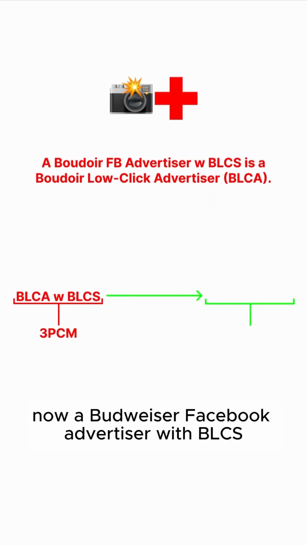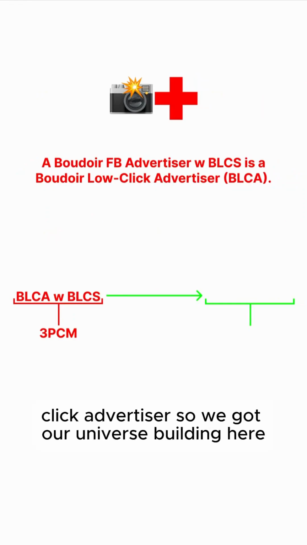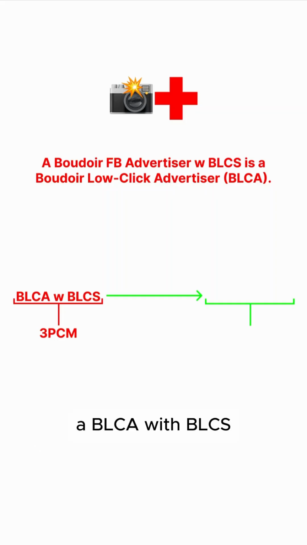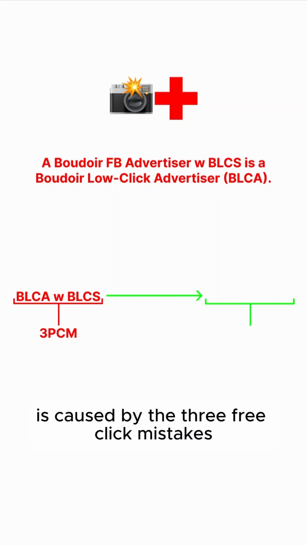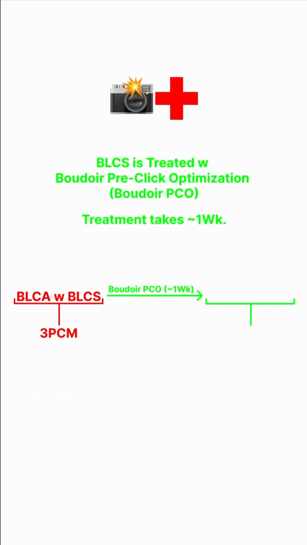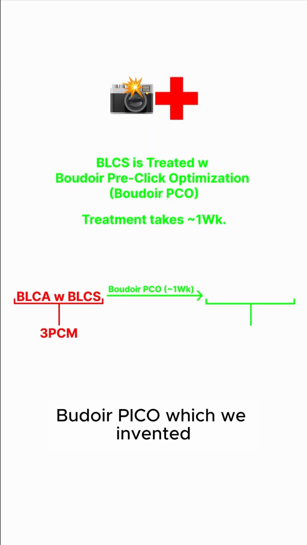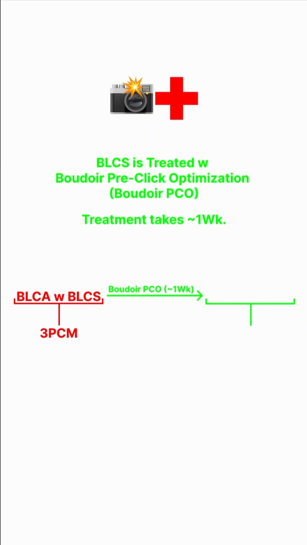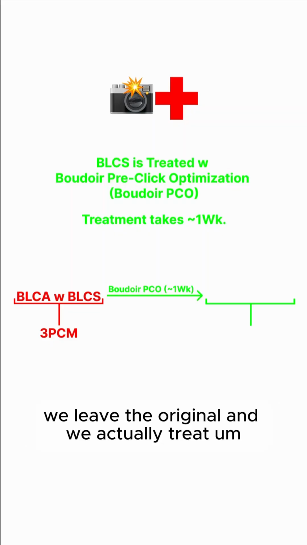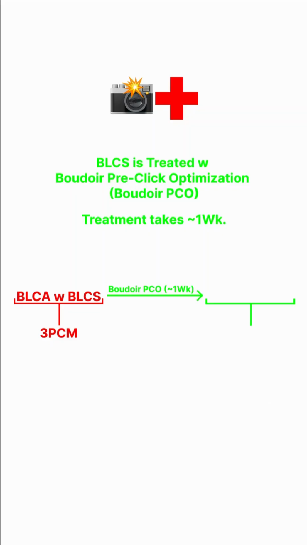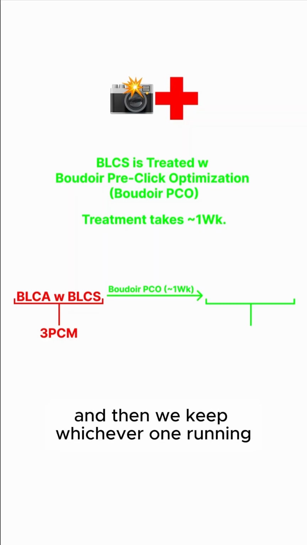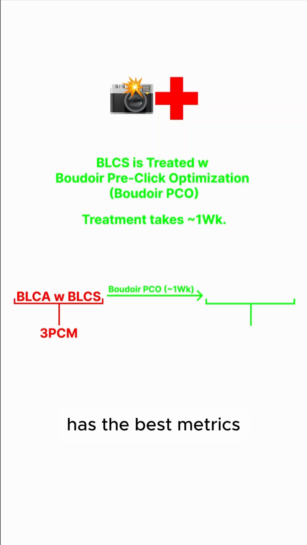Now, a Boudoir Facebook advertiser with BLCS is a Boudoir low-click advertiser. So we got our universe building here. A BLCA with BLCS is caused by the 3 pre-click mistakes. And BLCS is treated with Boudoir pre-click optimization, Boudoir Pico, which we invented. Treatment takes about a week. So we duplicate the current ad, we leave the original, and we treat the duplicated ad for a week, and then we keep whichever one running has the best metrics.